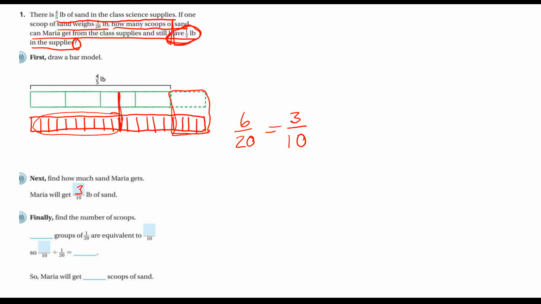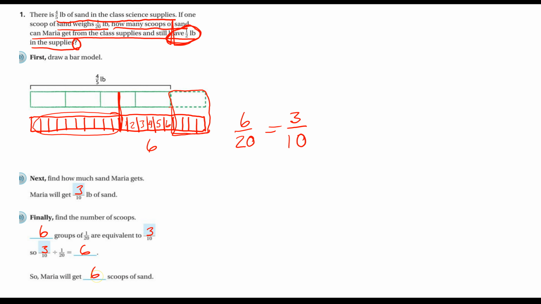Finally, find the number of scoops. There are 6 groups of 1/20, right? Here they are: 1, 2, 3, 4, 5, 6. And they are equivalent to 3/10. So 3/10 divided by 1/20 is going to be our number of scoops, which is 6. So Maria will get 6 scoops of sand.